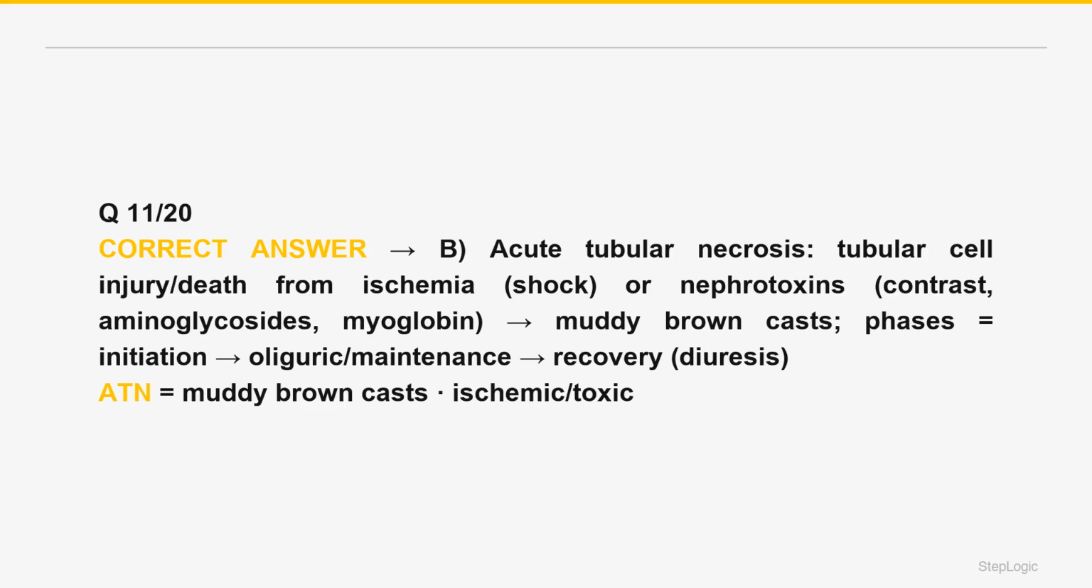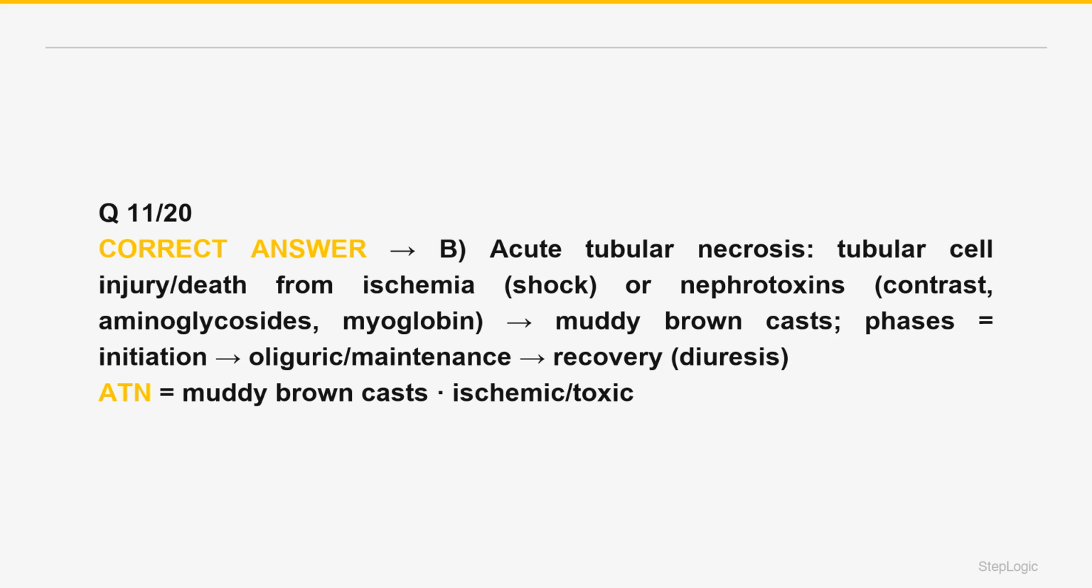The correct answer is B. The clinical phases are high yield. 1. Initiation, the inciting injury. 2. The oliguric or maintenance phase: days to weeks of decreased urine output, rising BUN and creatinine, and risk of hyperkalemia, metabolic acidosis, and fluid overload, the dangerous period.